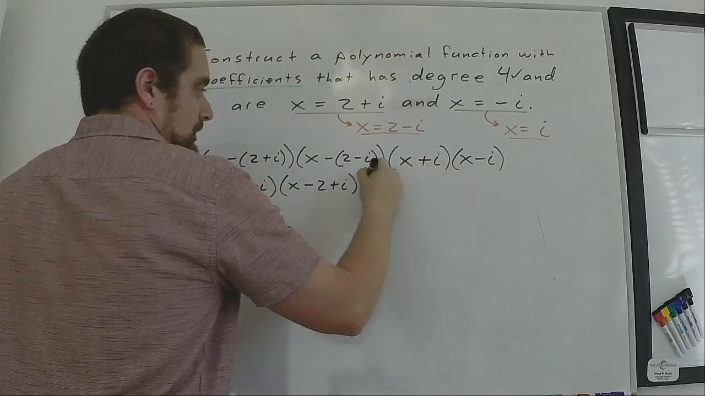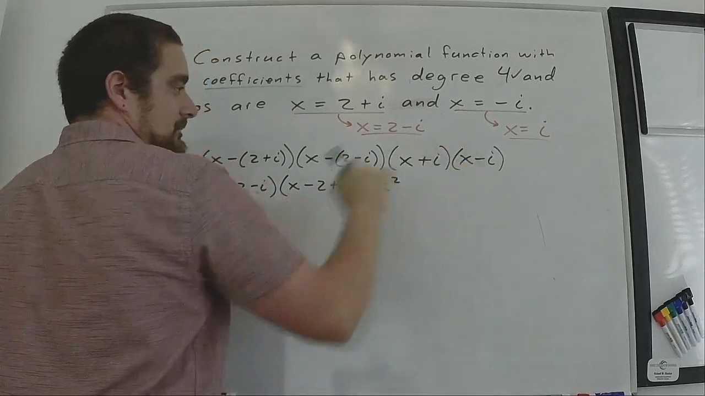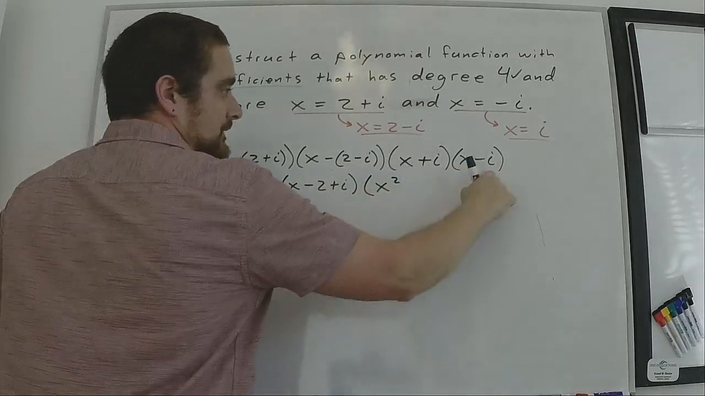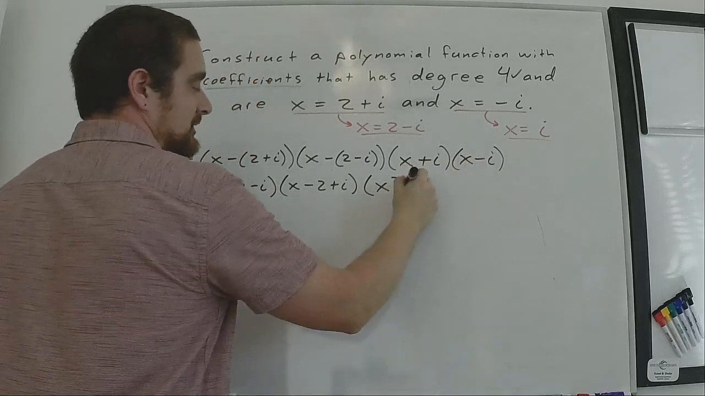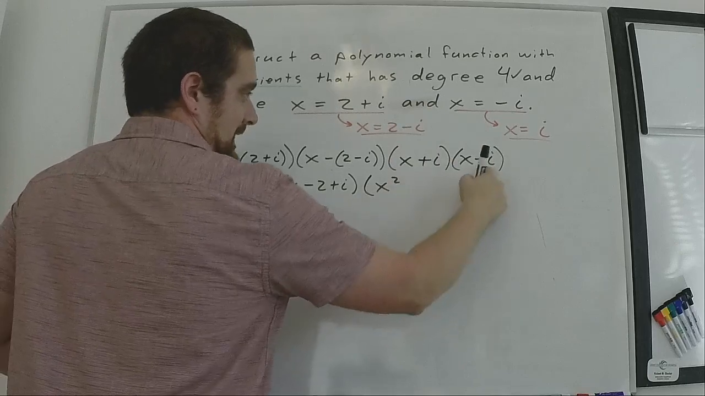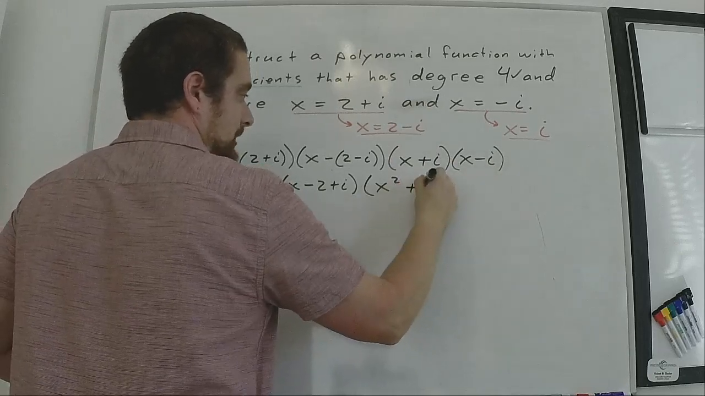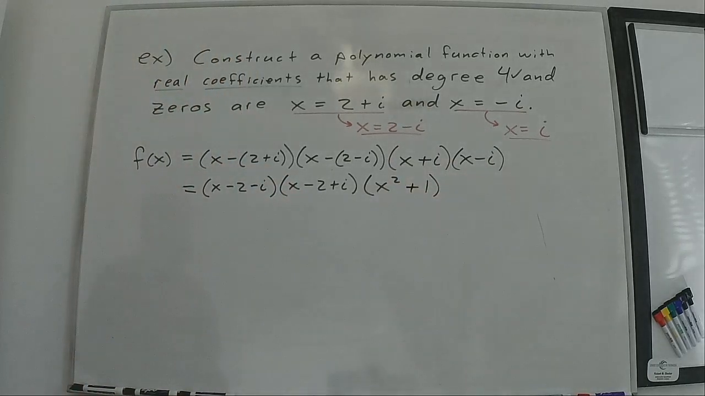This one we can actually multiply out pretty quickly. x times x is x squared. The outer times the outer will give me a negative ix, but the inner times the inner will give me a positive ix, cancel, cancel. And then we'll get negative i squared, meaning that I'm going to write minus i squared as minus 1. Well, that's just plus 1.